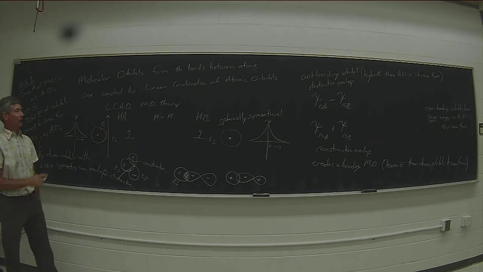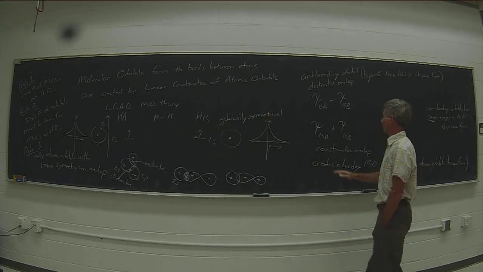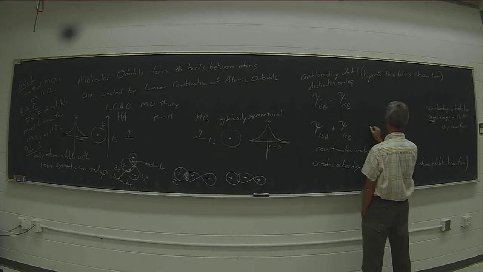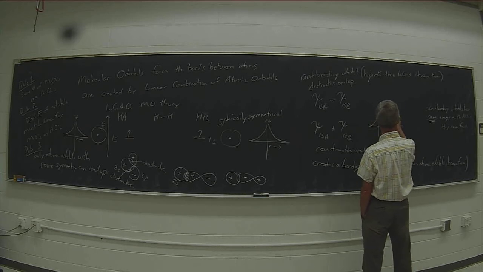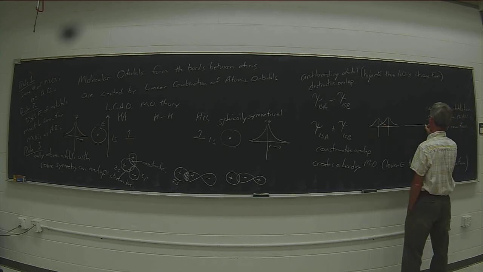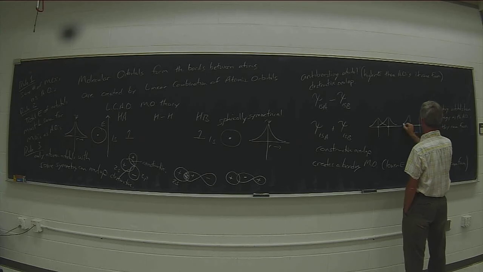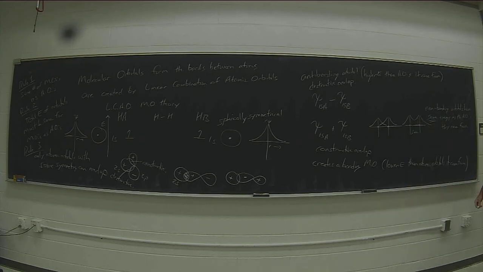So what does constructive overlap look like? Well, constructive overlap on the graphical representation, as you bring the orbitals closer together, looks like this. You've got constructive overlap here where the sum of the 2 atomic orbitals is greater than its parts. So you'll end up with a wave function that looks something like that.